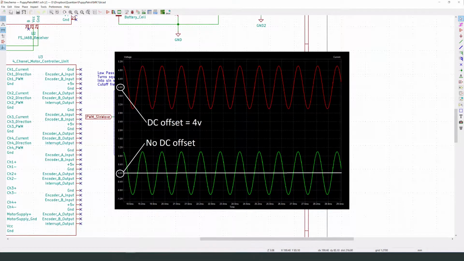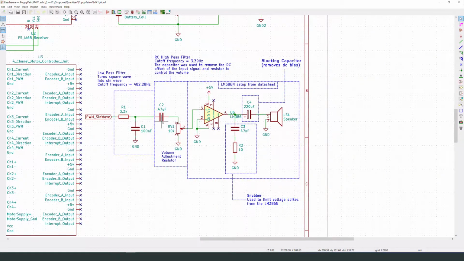It won't be alternating between positive and negative, but it'll be alternating between a lower and a higher positive value. So that's why we put this other capacitor in here, to block that DC and to bring that signal back around to zero, so that it will alternate between a positive and negative value, which is what we need to ultimately drive the speaker.